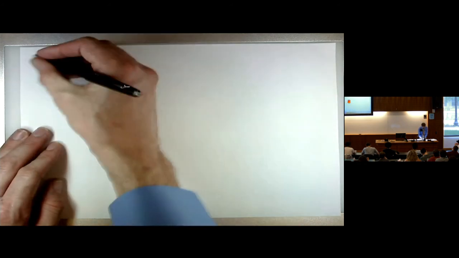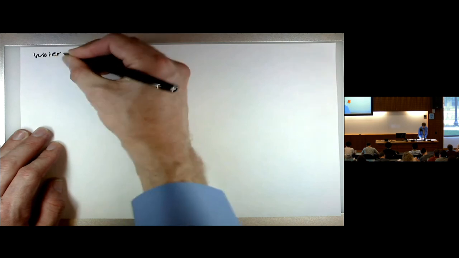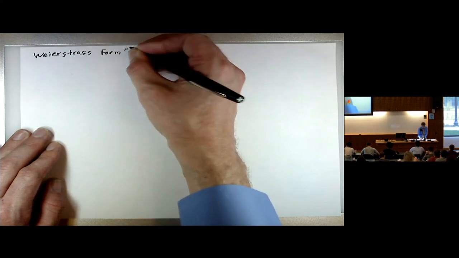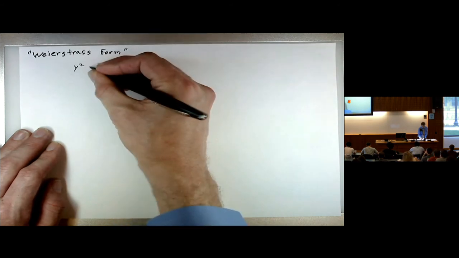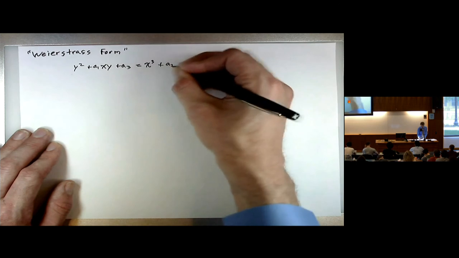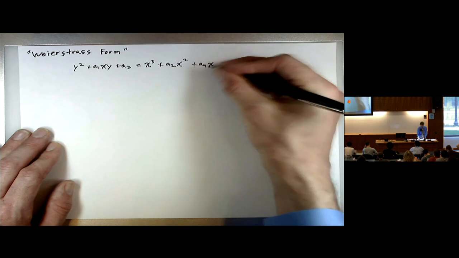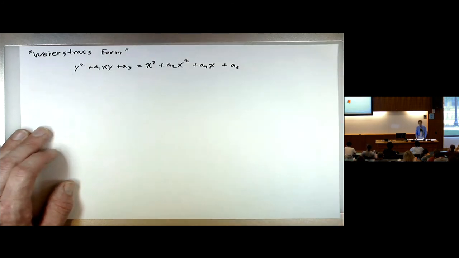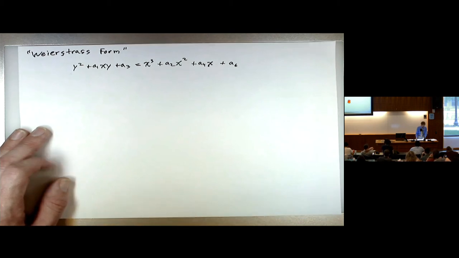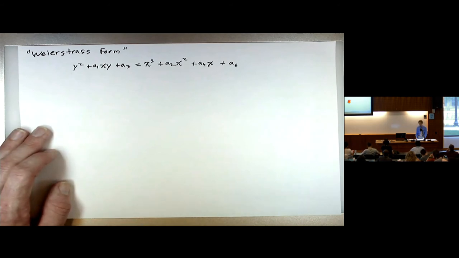So the general form is this. What we now call Weierstrass form, which Weierstrass himself never would have recognized, is this: y squared plus a1 xy plus a3 y equals x cubed plus a2 x squared plus a4 x plus a6. And there are conditions on the a's for this to actually be an elliptic curve. But this equation now is valid. It gives us a way of representing elliptic curves over any field, even characteristic 2 or 3. And the one thing is, it's a way of representing curves. It's not the only way.